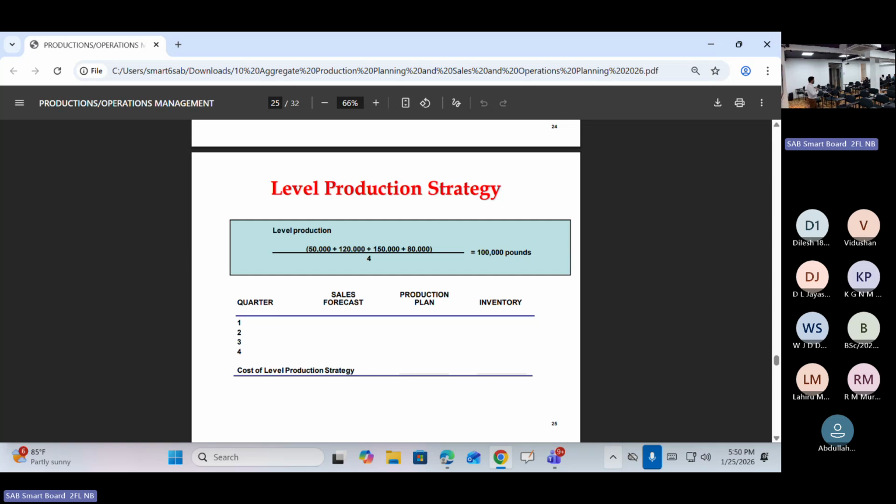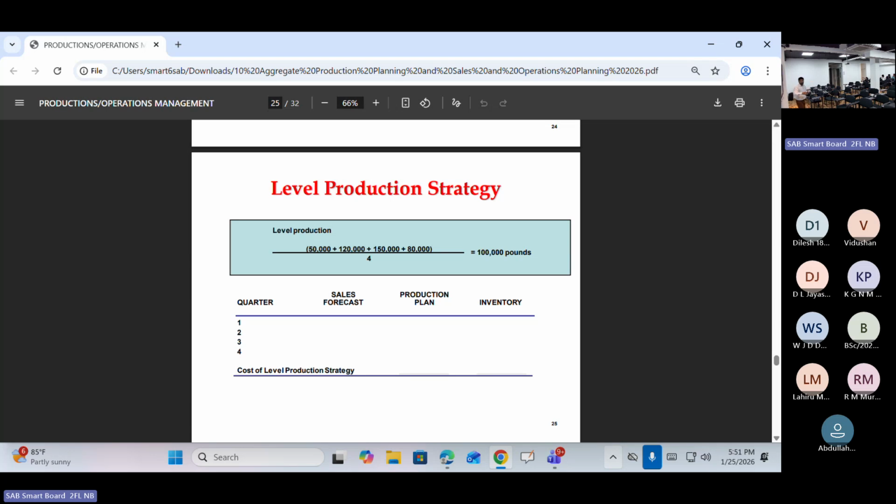But in level strategy, what was the unique point? What is the key point? The production rate is constant throughout the year. Then we have to identify what is the constant production rate that is appropriate for the business to meet the market demand.